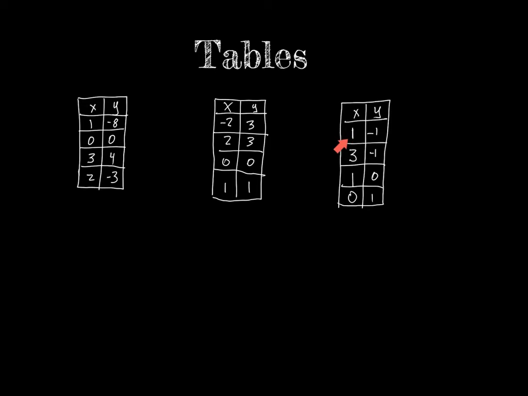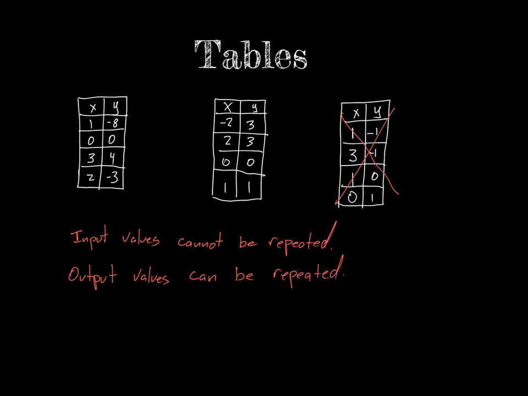For the next one, you have 1 and -1 and 3, -1. Again, outputs can be repeated, that's fine. You have 1 goes to 0. So this will not be a function because you have two inputs that repeat. You have 1 that goes to -1 and 1 that goes to 0. So if you plug in 1 into an equation, you could have two different outcomes, so it wouldn't be a function.